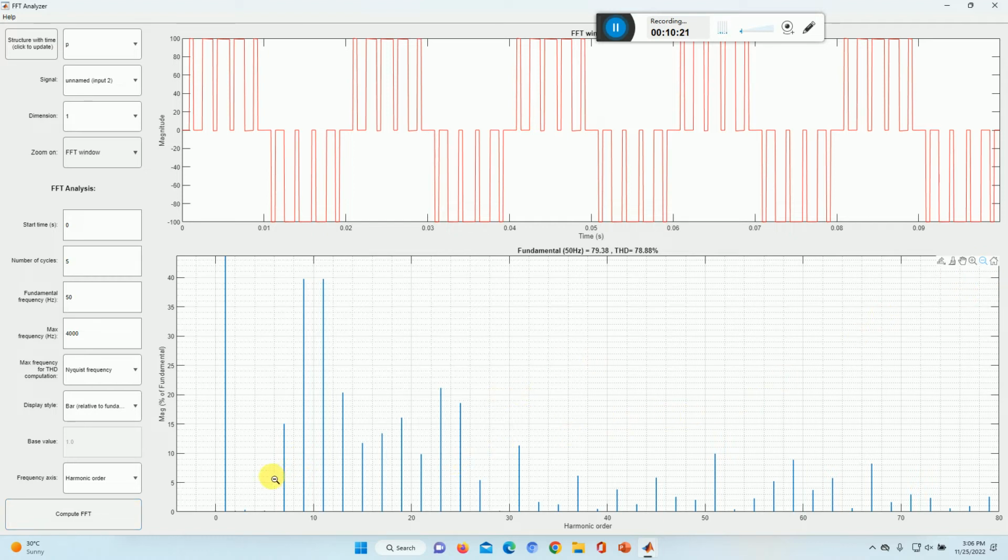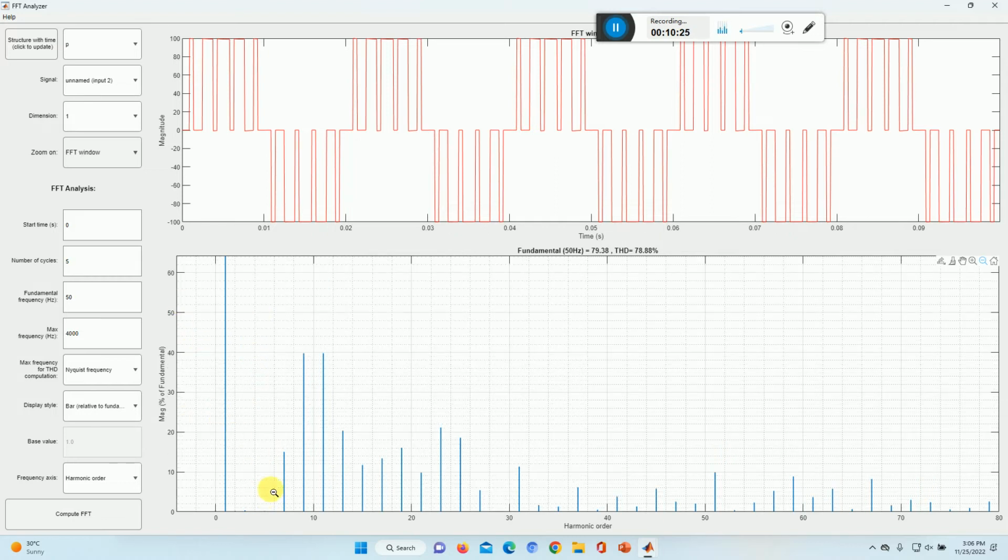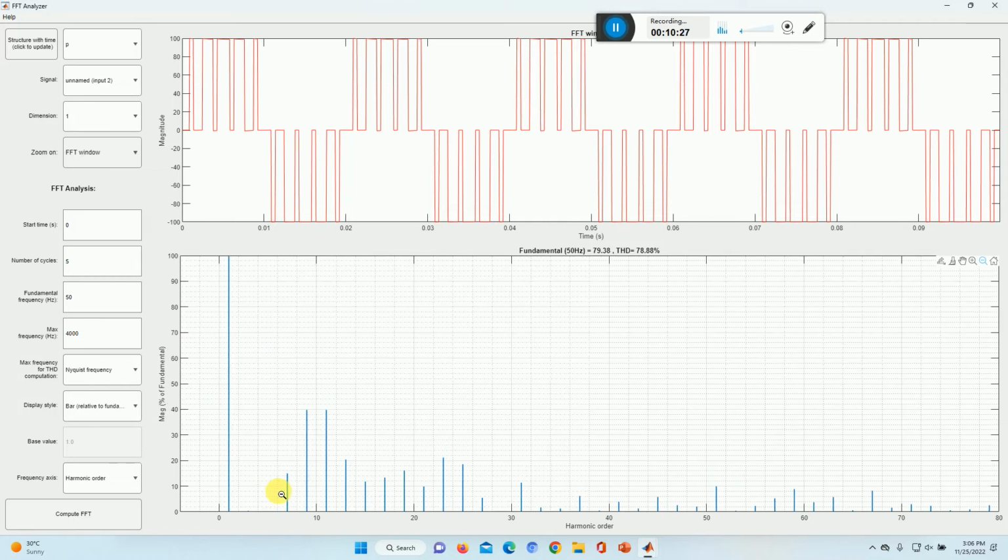If we zoom, we can see that the fundamental is at maximum, 100%. We have given a 100 volt DC and taken a modulation index of 0.8, so it's 80 volts. Instead of 80, because of some drop in the switches, we are getting 79.38, and the total harmonic distortion is 78.88%. This is what we have got.